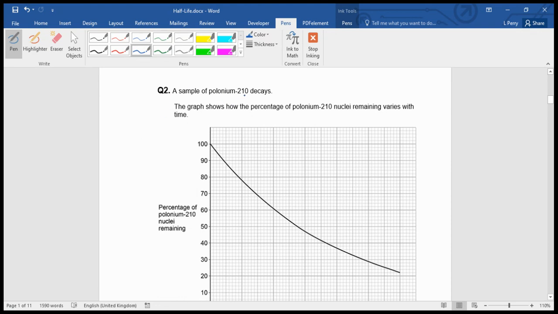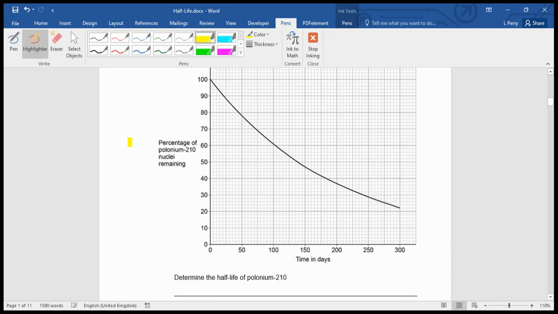So the sample polonium-210 decays. Now don't get confused by this number. It's just part of the name. That whole thing, polonium-210, is the name of the element. That number means nothing other than it being part of a name. The graph shows how the percentage of polonium-210 nuclei remaining varies with time. And we're given another similar graph.